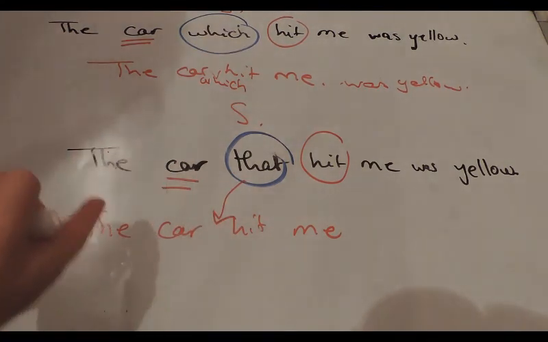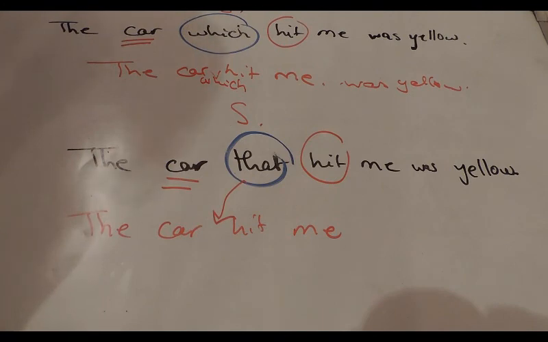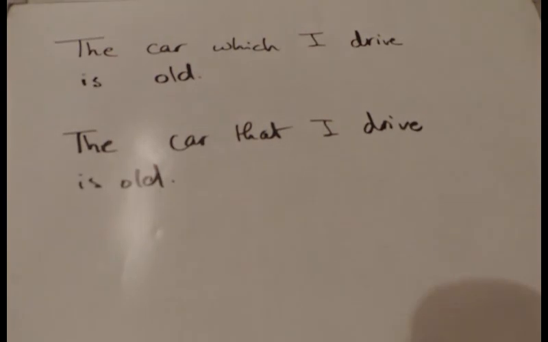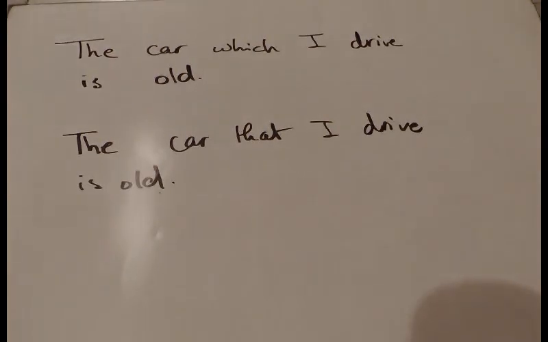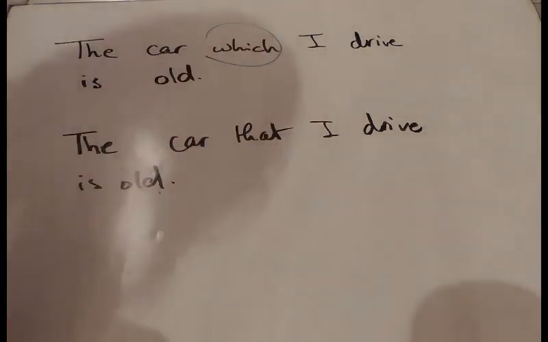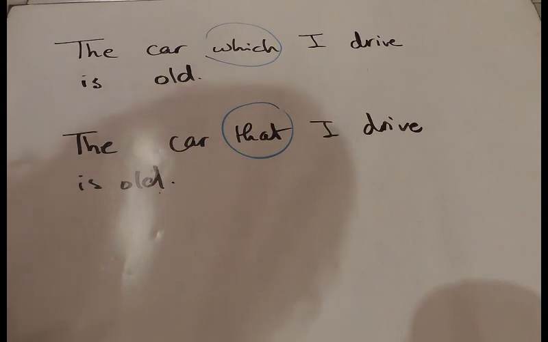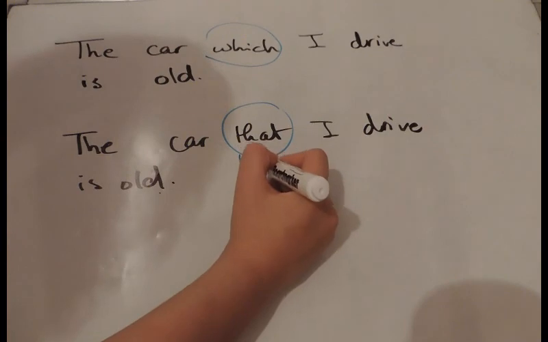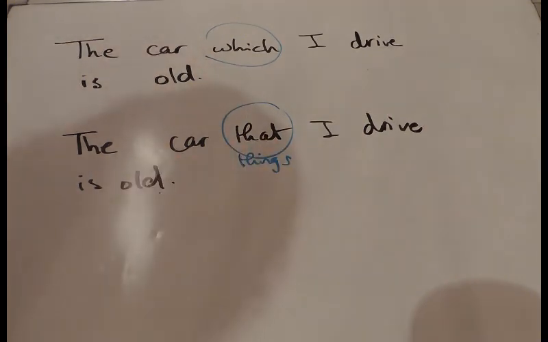So this is how it is subjective in both cases. Alright, now which. The car which I drive is old. The car that I drive is old. So in this case, I just replaced which with that, just to show and to explain that that also refers to things, right? Now, to decide if which in this case here is subject or object, I'm going to do the following.